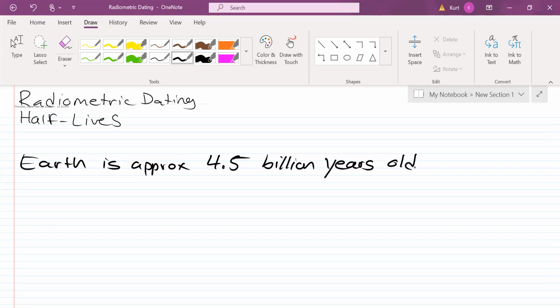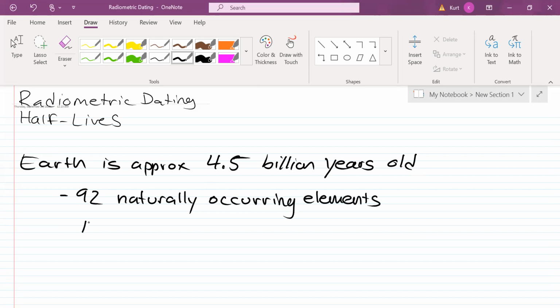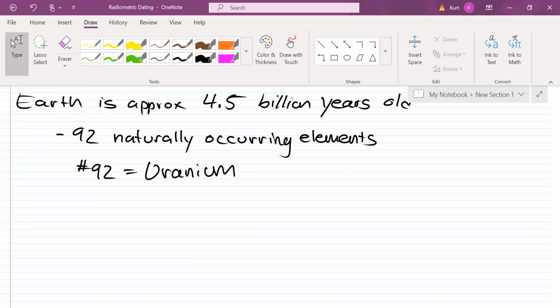So as you all know, there are 92 naturally occurring elements that you find on the periodic table, and the number 92 is uranium. Well, when it comes to calculating the age of any sort of remnant in the history of time, we have to think about this concept of radiometric dating. What radiometric dating does is it calculates the decay rate of radioactive isotopes.